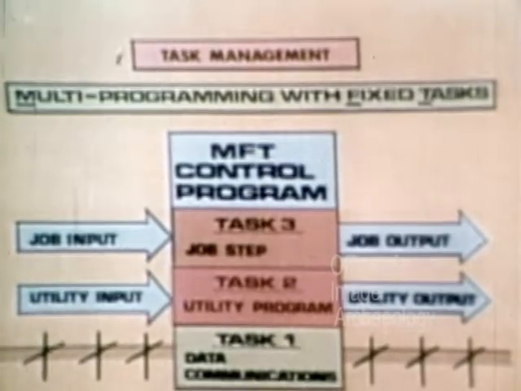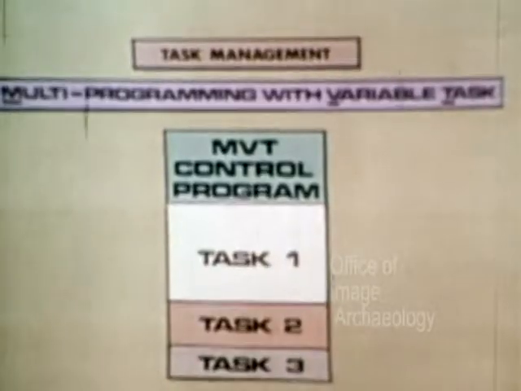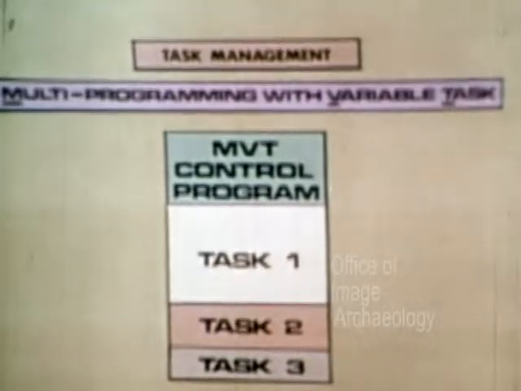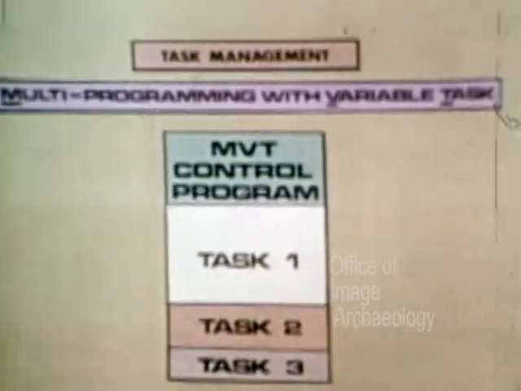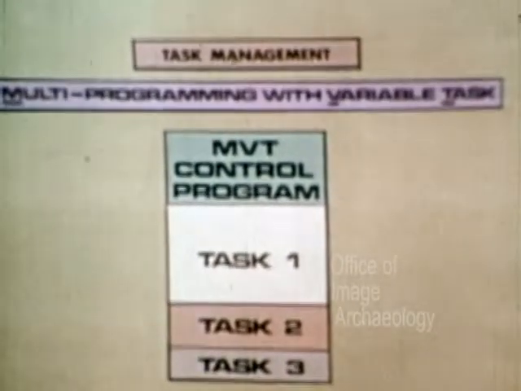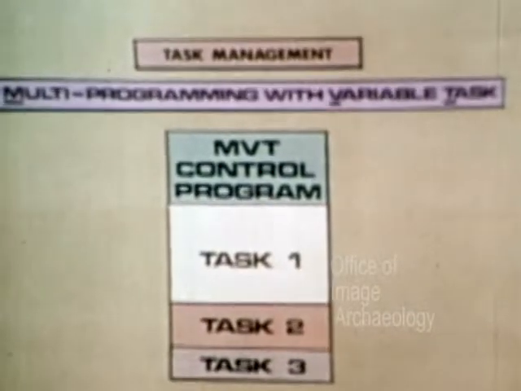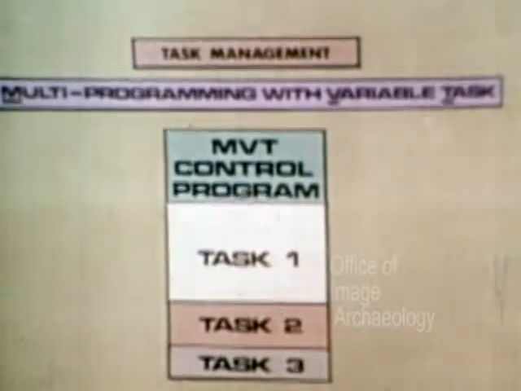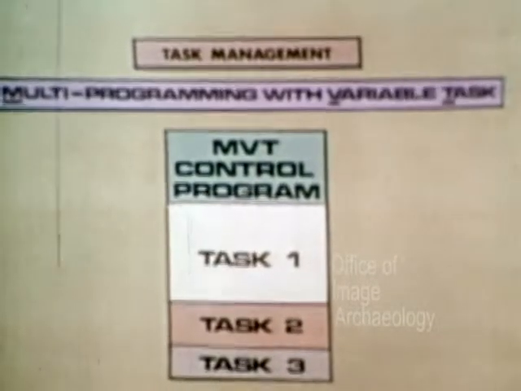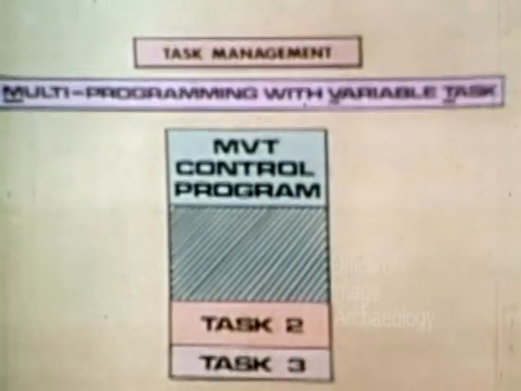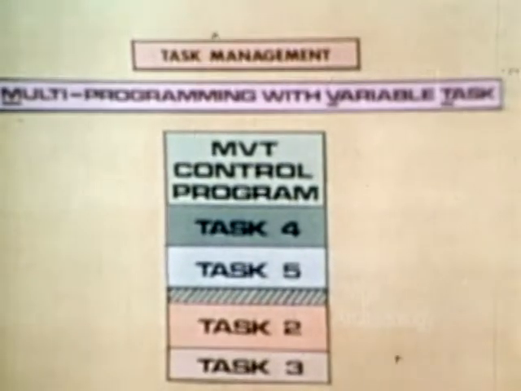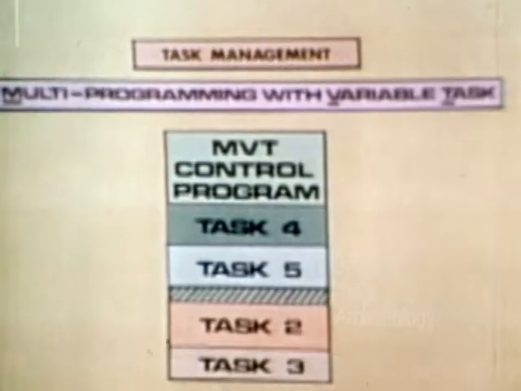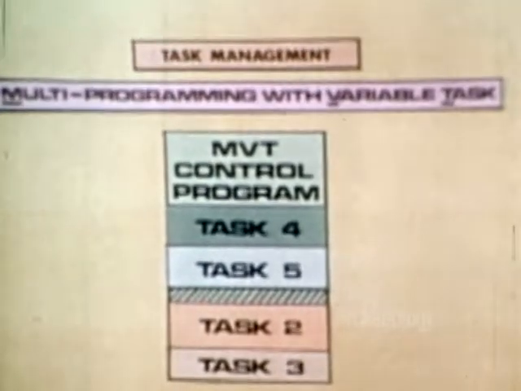A more sophisticated form of multitask management is illustrated by a system which allows multi-programming with a variable number of tasks. Each task is dynamically assigned a storage region which is variable in size. In this example, tasks 1, 2, and 3 are running concurrently. When task 1 finishes, task 4 and task 5 are dynamically assigned. Notice that the control program is now executing 4 tasks in 4 regions.